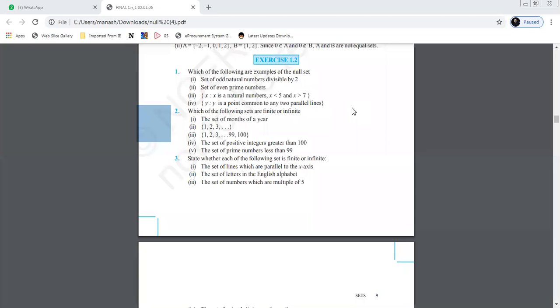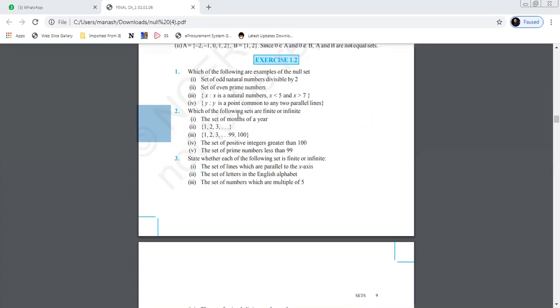Non-intersecting lines. So it is not possible to get a common point between any two parallel lines. So obviously this is an empty set. This is an empty set. Now come to the next one.